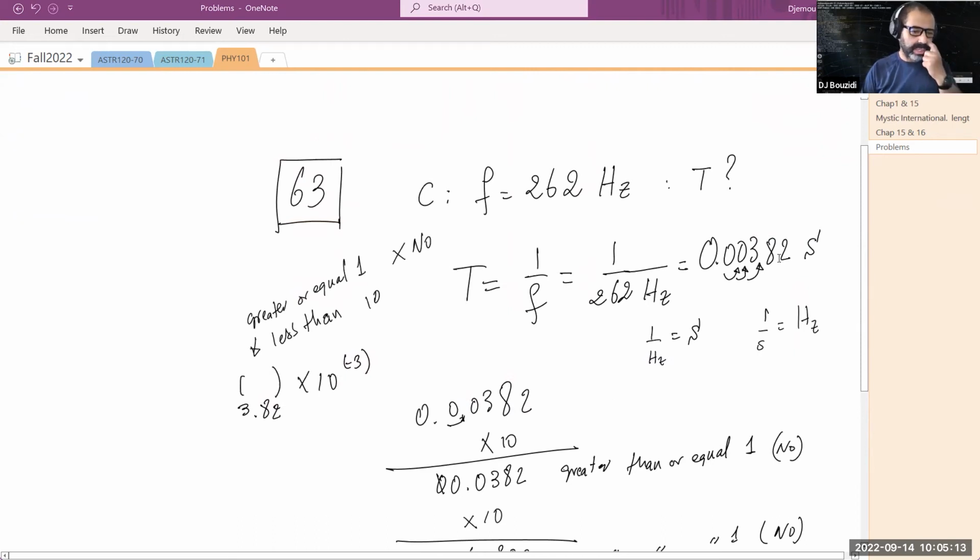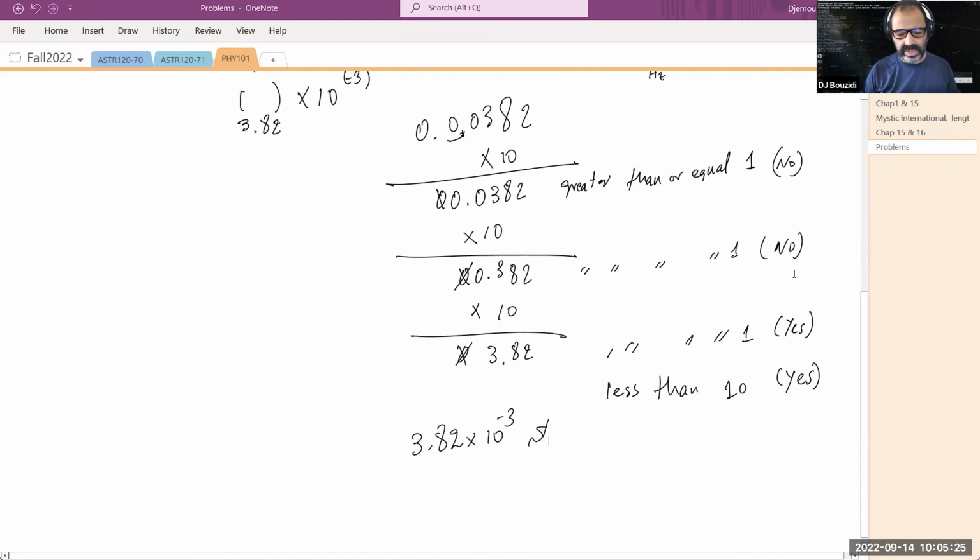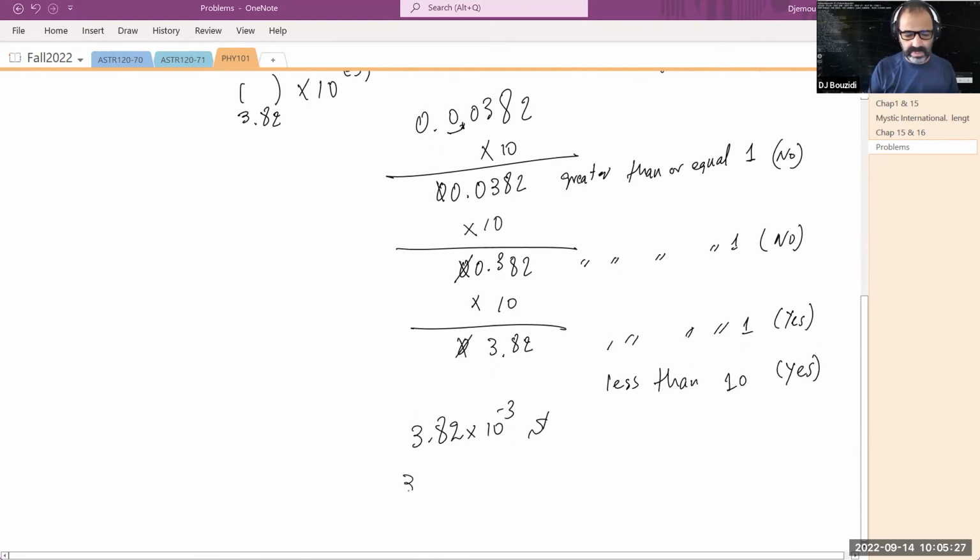I'm going to comment on it the first time around so that you guys know that this is too much. You don't need that many. But don't tell me it's 0.0382 either, because that's too little. If somebody decides the answer is 3.8 times 10 to the negative 3, that is actually too little.